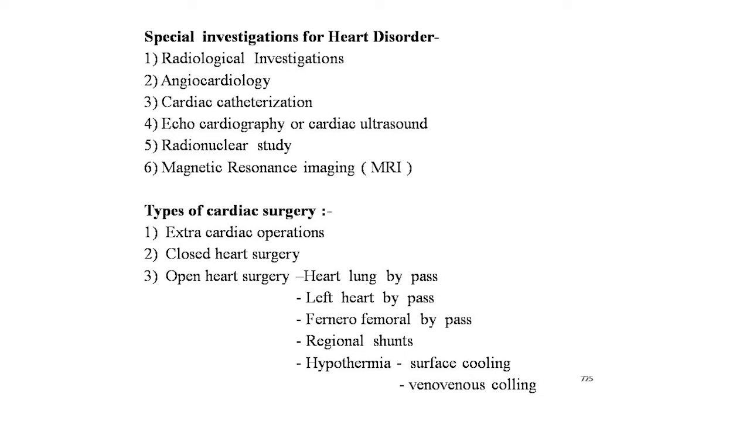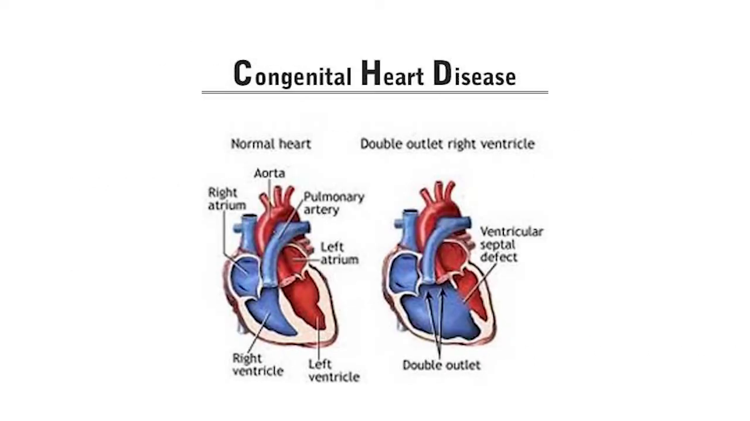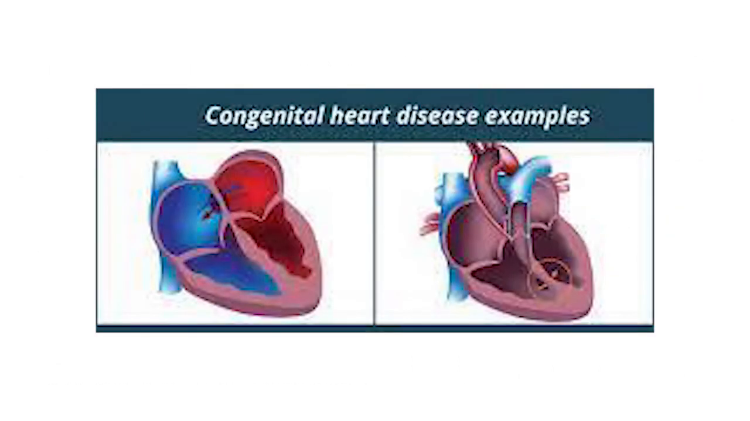Now the congenital heart diseases. The scope of cardiac surgeries has increased considerably in the last decade. This has made it possible to operate on both congenital and acquired heart diseases. Dear students, here is the image showing the congenital heart disease of the normal heart and double outlet right ventricle is clearly seen. Ventricular septal defect is there, double outlet is there, and this image showing the congenital heart diseases.